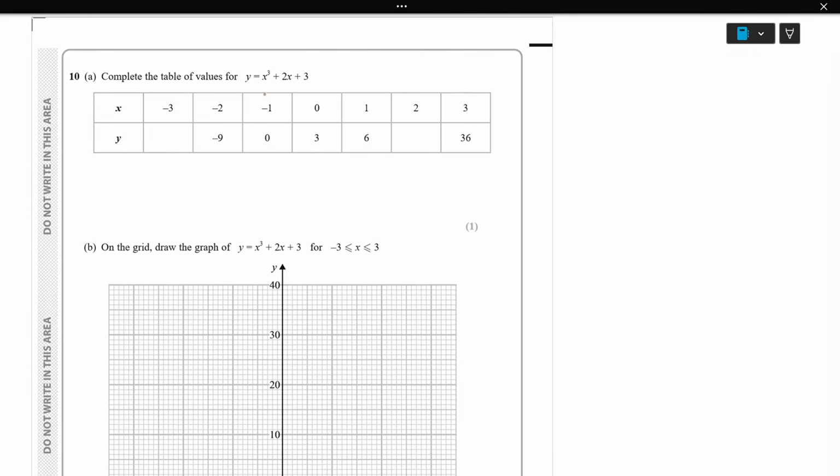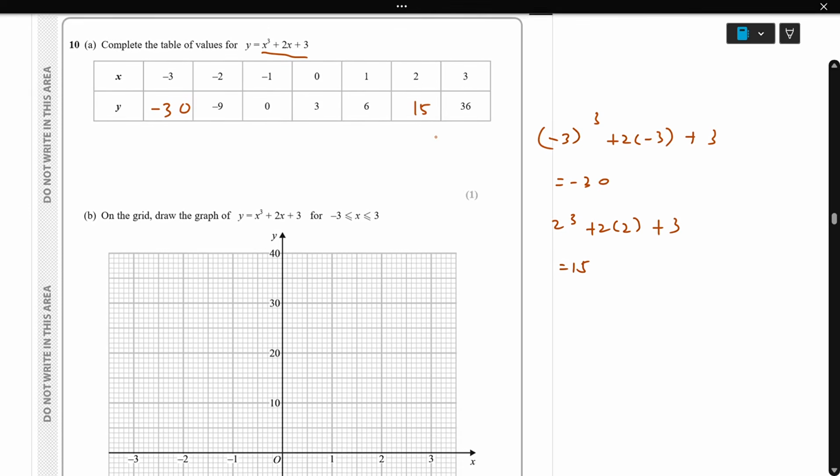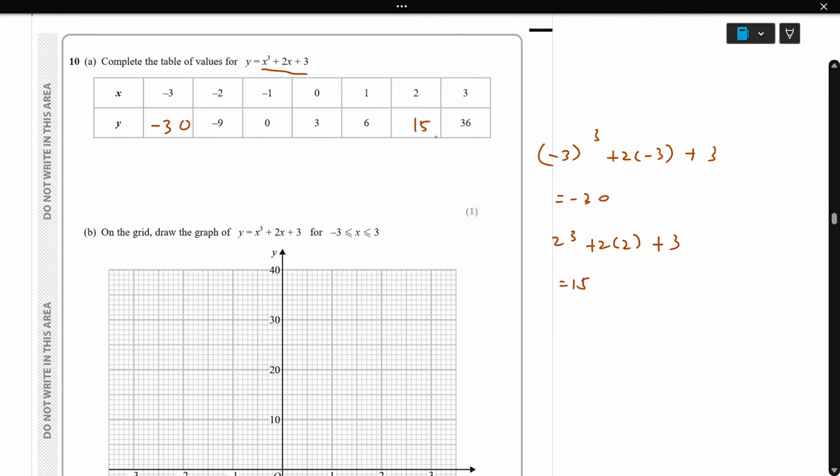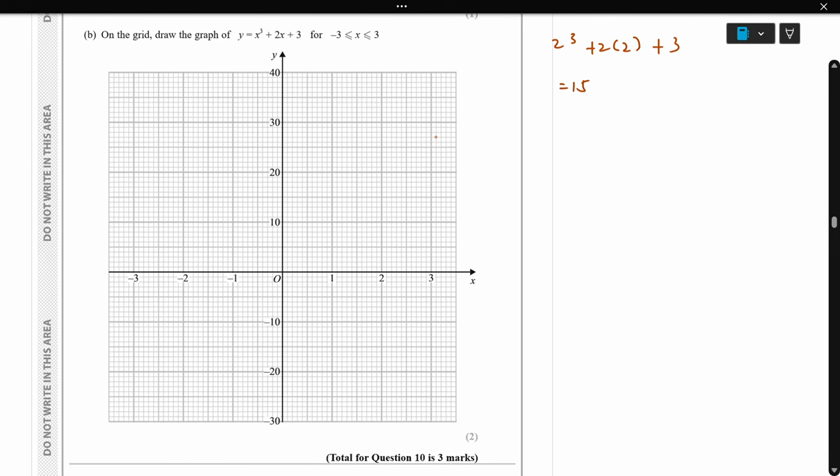Next, question 10. Complete the table. Most of the values are given, and 2 values are missing. Just substitute minus 3 here: minus 3 cubed plus 2 times minus 3 plus 3. The answer is minus 30. So the first one is minus 30. For the second one, again 2 is missing, so substitute 2 cubed plus 2 times 2 plus 3. The answer is 15. So here is 15. Now just plot these values.